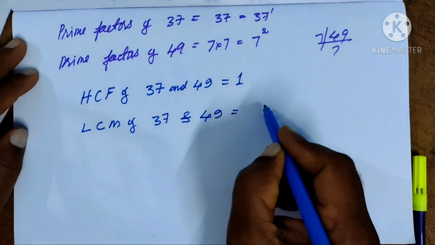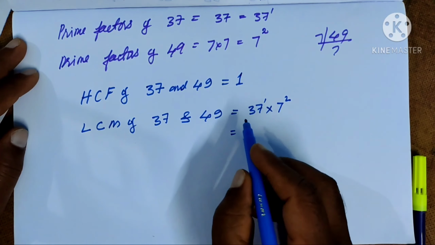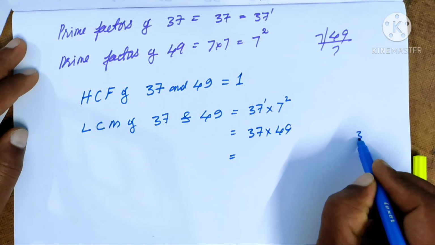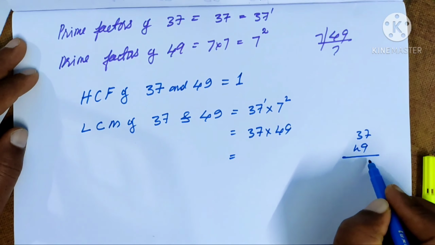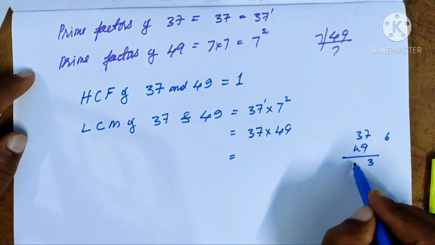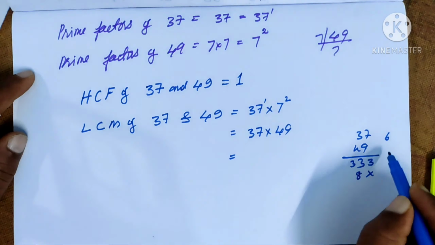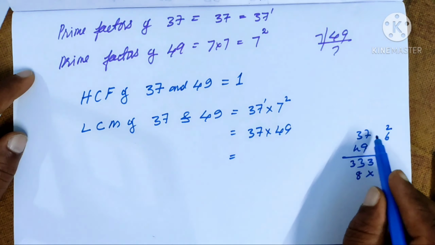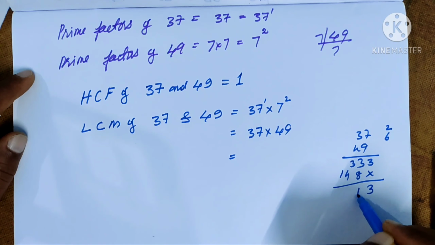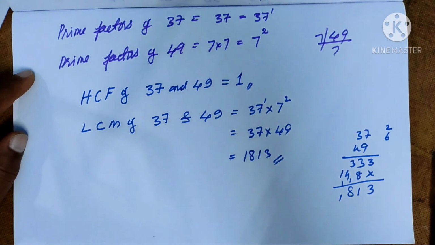Now LCM of 37 and 49. So LCM of 37 and 49 is nothing but 37 into 7 squared. So 37 into 49, since 7 squared is 49. How much is it? You multiply 37 into 49. 9 3s are 27, 9 7s are 63. Then 4 7s are 28, and 4 3s are 12 plus 2 is 14. Now add these. So the LCM is 1813.